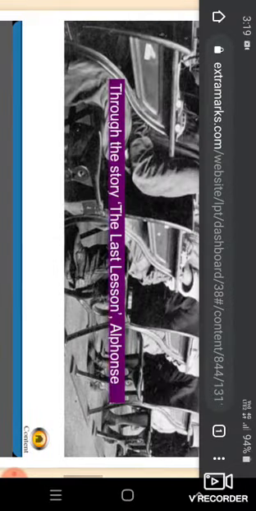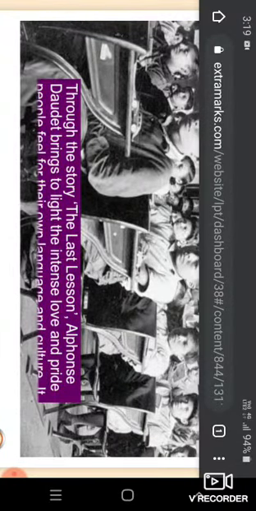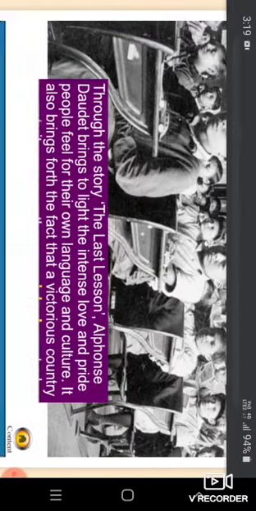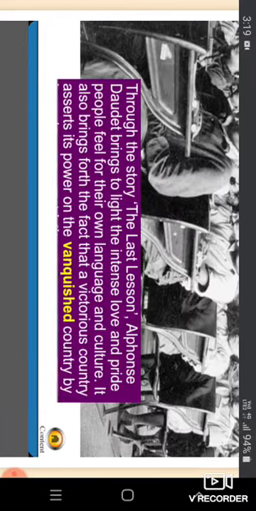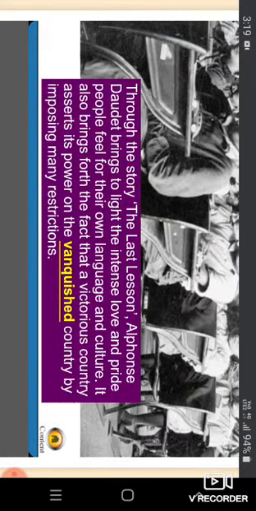Take a look at the message of the story. Through the story, The Last Lesson, Alphonse Daudet brings to light the intense love and pride people feel for their own language and culture. It also brings forth the fact that a victorious country asserts its power on the vanquished country by imposing many restrictions.